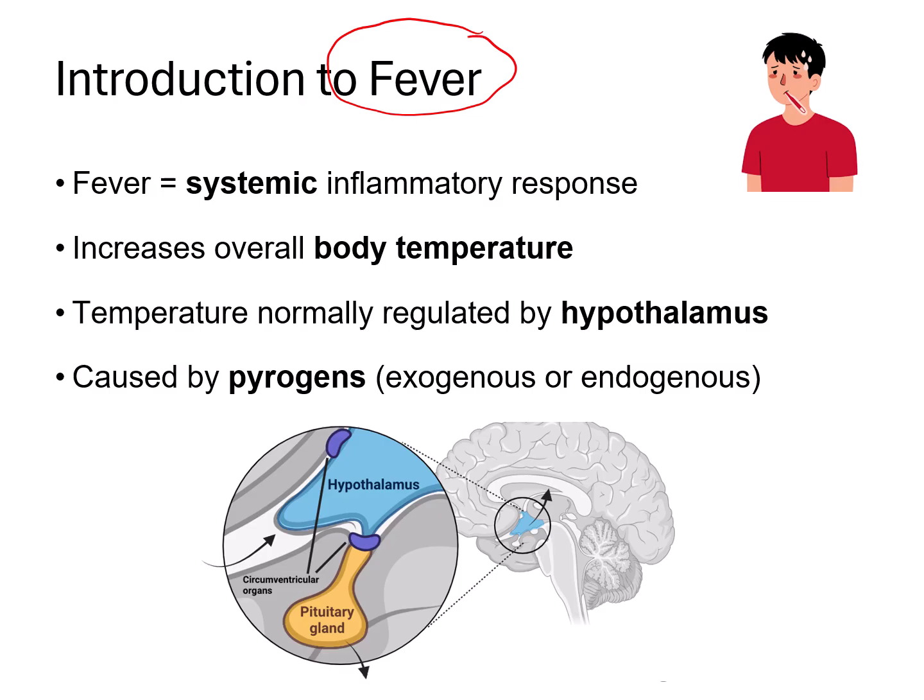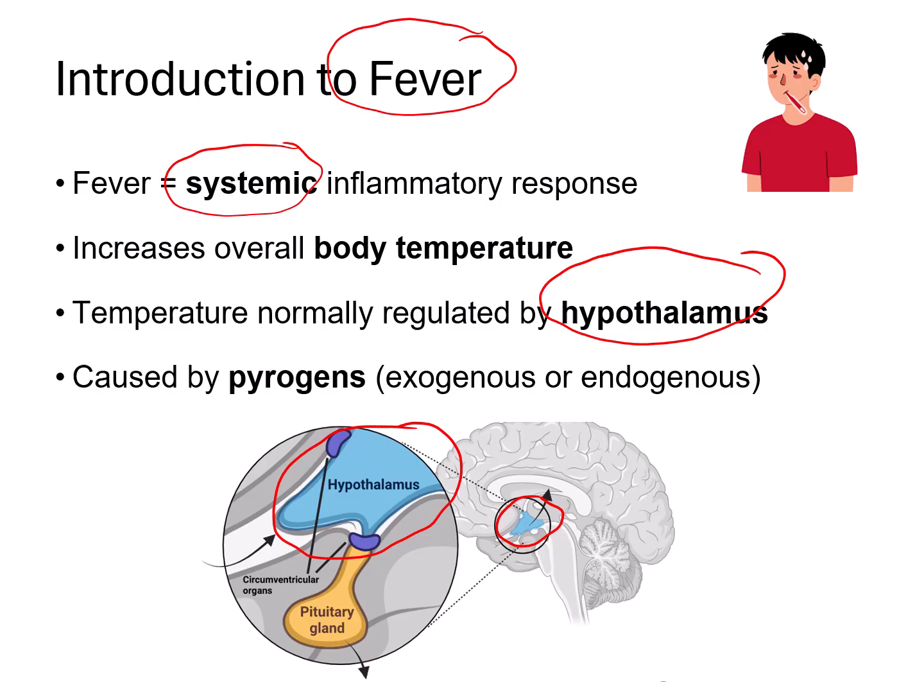Fever is a systemic inflammatory response that raises our overall body temperature. And body temperature is normally regulated by the hypothalamus. So here's the hypothalamus right above our pituitary gland. Fever is triggered by pyrogens, which can be exogenous like lipopolysaccharides found on gram-negative bacteria, or endogenous produced by our own cells, such as cytokines that are released by leukocytes, by white blood cells.